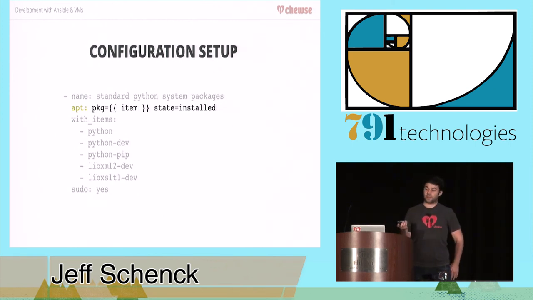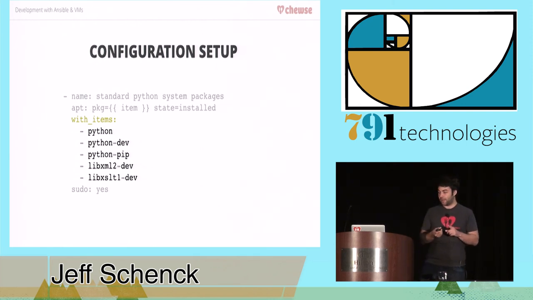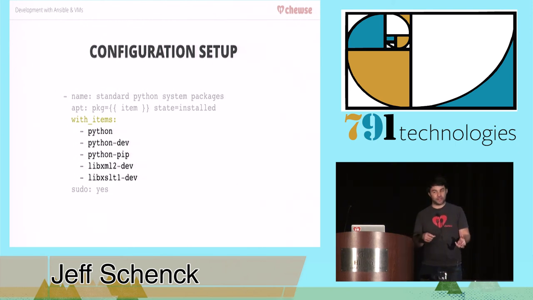So what are these double curly braces? This is a really interesting and powerful tool with Ansible. If you look at this next line, with items, basically what you're doing is giving it a list. In this case, Python, Python dev, Python pip, libxml, and libxslt. And you're saying, I want to do that action, that apt thing, with each of these items. And what it's doing is rendering that line, the APT line, as a little mini template. It looks a lot like Django's templating language because it acts a lot like Django's templating language. Technically, it's actually using Jinja under the hood.